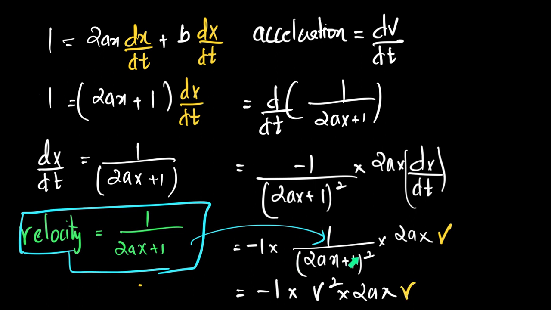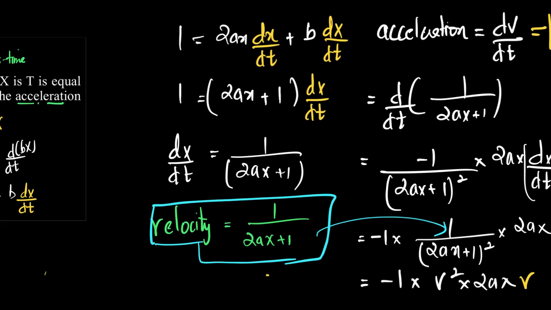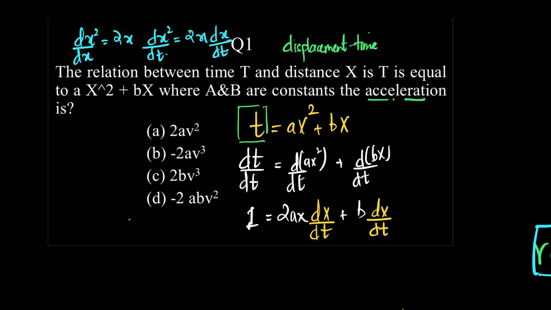Because this whole portion 1 by (2ax + b) is v, which means 1 by (2ax + b) the whole square will be equal to v², which further means that acceleration is equal to minus 2a v³. So the correct option to this question is option B.